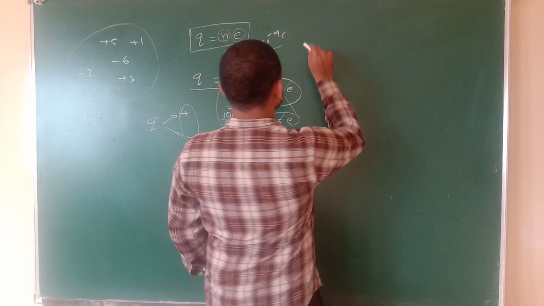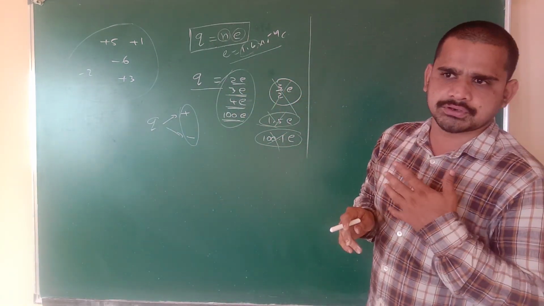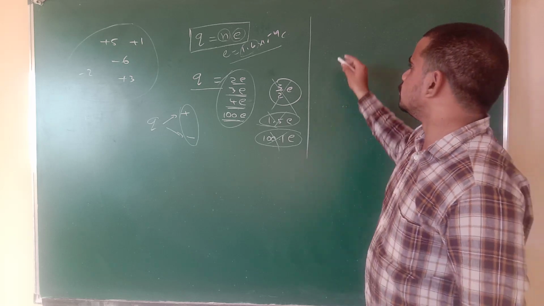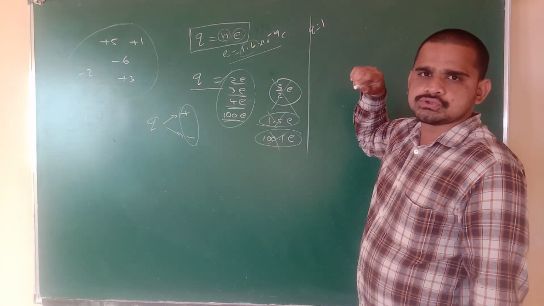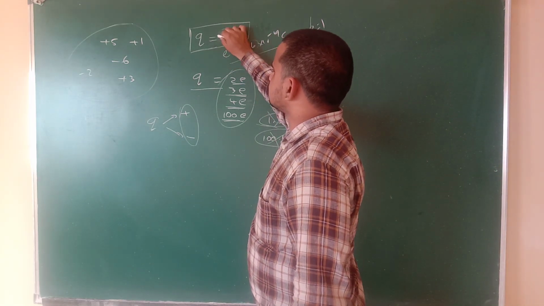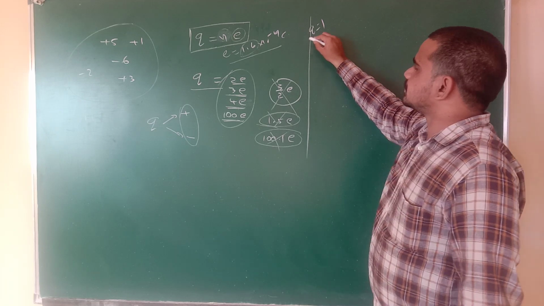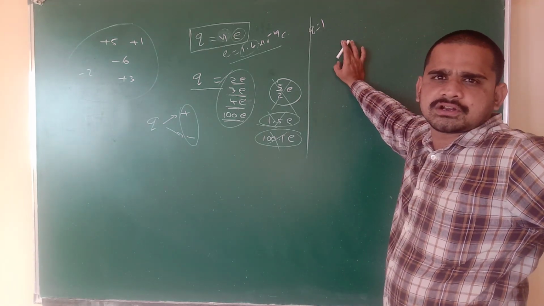Let's consider how we can identify the number of electrons in a body. A body has a charge of 1 coulomb. 1 coulomb charge means Q is equal to 1, as given. So how many electrons are there in this 1 coulomb of charge?